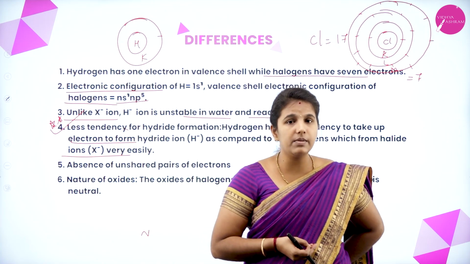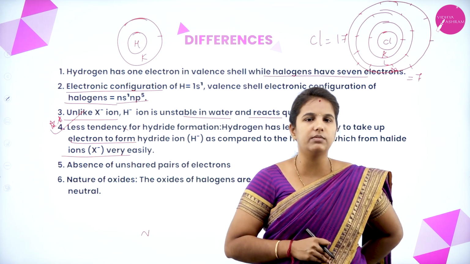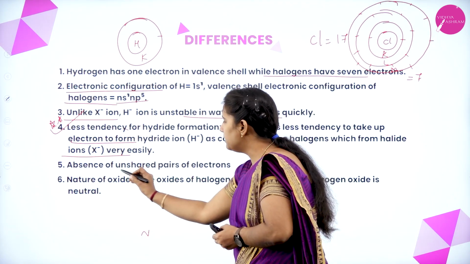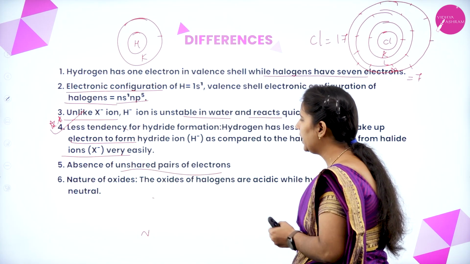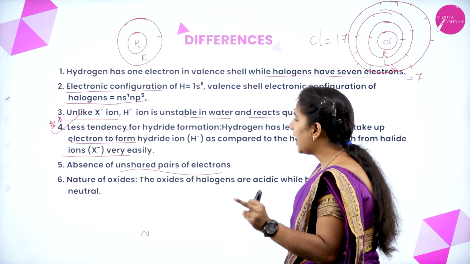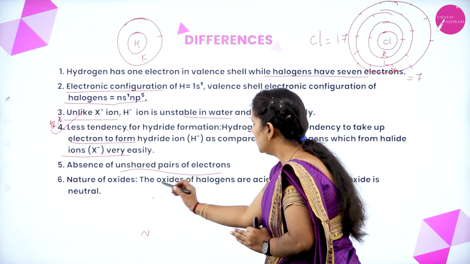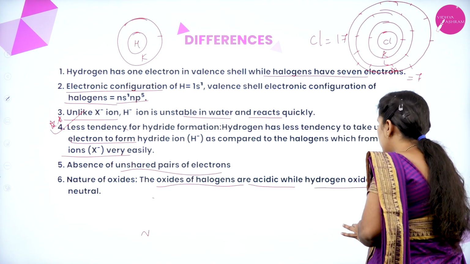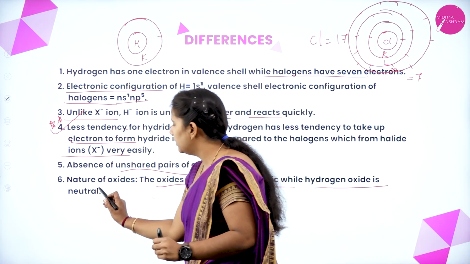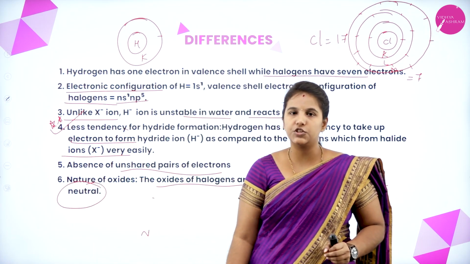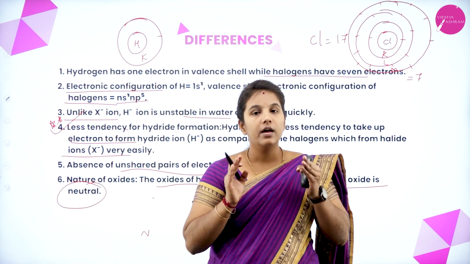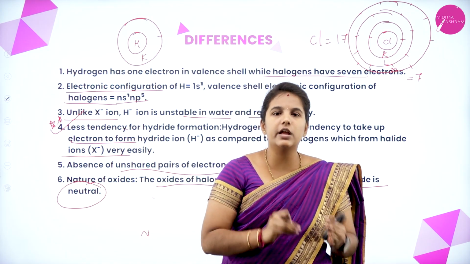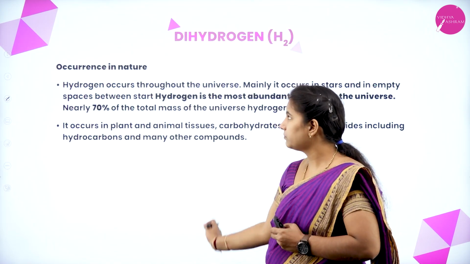In order to get a stable electronic configuration, it can easily accept an electron, as compared with hydrogen. Absence of unshared pair of electrons and nature of oxides: the oxides of halogens are acidic in nature, whereas the oxides of hydrogen are neutral in nature. So these are the resemblances as well as the differences between hydrogen and the halogens.